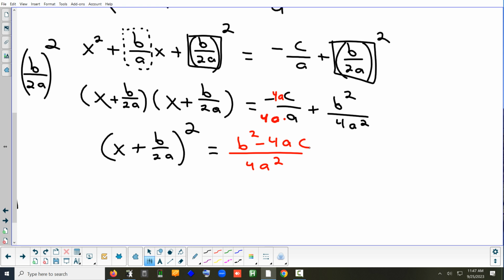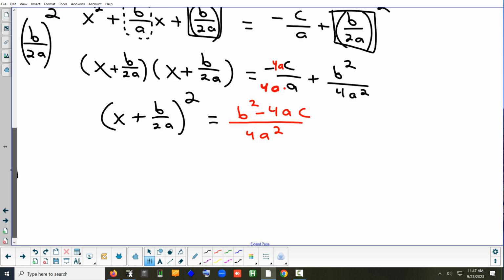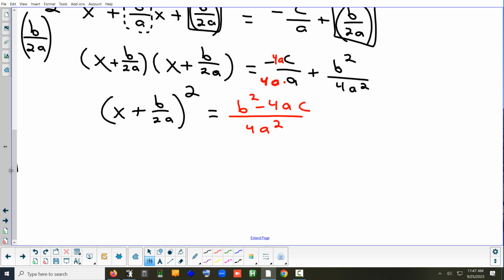And the goal is to get this x alone. And once we get x alone, you should have the quadratic formula on the other side. If you don't, then we did it wrong. Isn't the quadratic formula negative b plus or minus the square root of b squared minus 4ac divided by 2a? Yes, that's my goal.